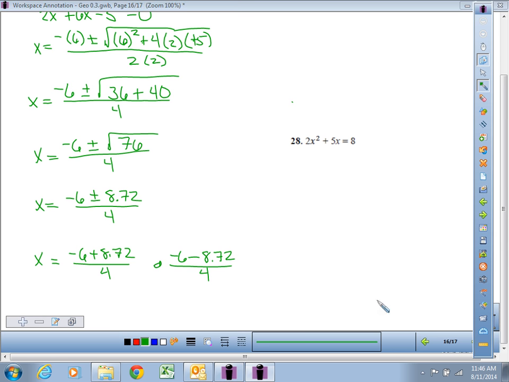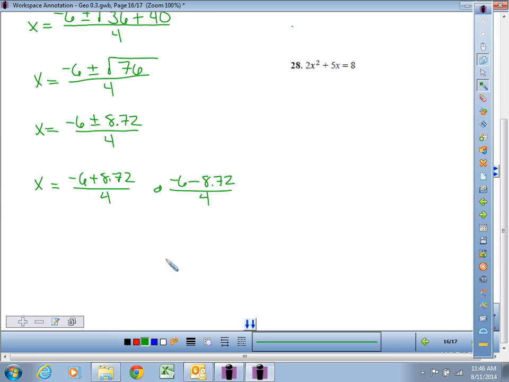Now, when we do this, you've got to be very, very careful with your calculator work. You need to do this first. Negative 6 plus 8.72, which would give you 2.72. Divide that by 4. And then this negative 6 minus 8.72, which will give you a negative 14.72, divide by 4. Go ahead and throw that in your calculator.